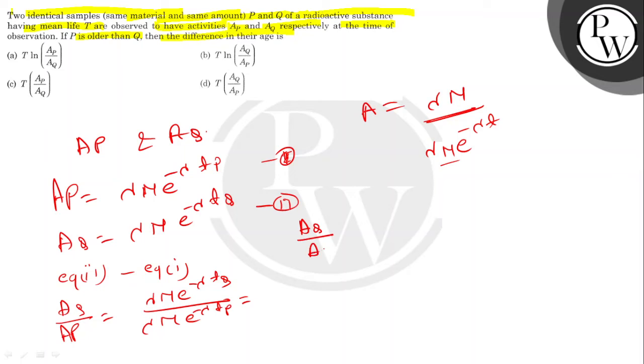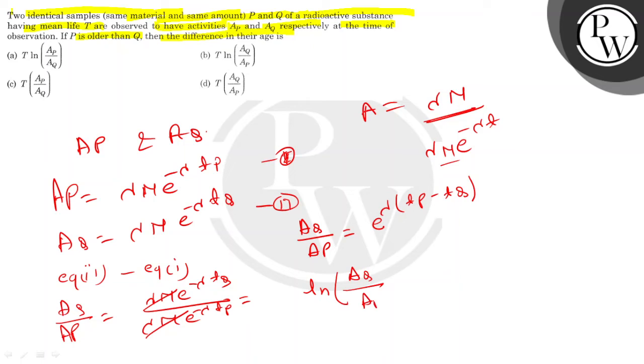So AQ upon AP is equal to, lambda and N will get canceled because they are the same. So यहाँ से हम क्या लिख सकते हैं, e raised to the power, ये lambda P जाके ऊपर ऐड हो जाएगा. तो यहाँ से क्या लिख सकते हैं अपन लोग, कि लैम्डा को कॉमन ले लीजिए और लिख सकते हैं tP minus tQ. अब ln दोनों साइड ले लेंगे, तो ln AQ by AP is equal to, अब यहाँ पे ln लेंगे तो ये नीचे आ जाएगा, ln e is 1.